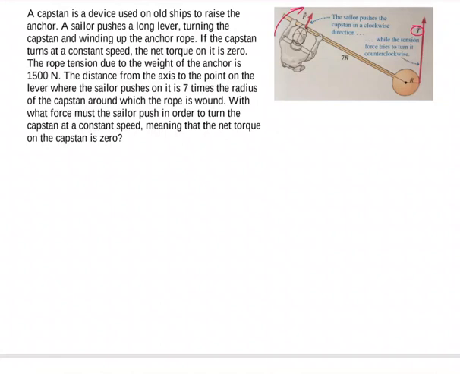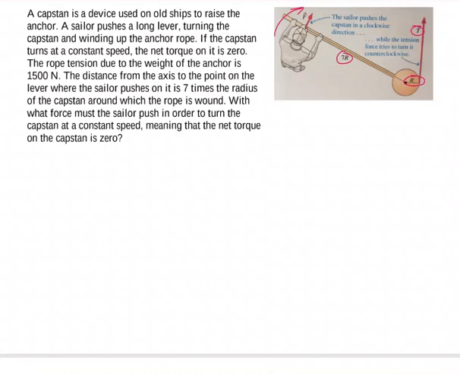So if the capstan turns at a constant speed, the net torque on it is 0. The rope tension due to the weight of the anchor is 1,500 newtons. The distance from the axis to the point on the lever where the sailor pushes on it is 7 times the radius of the capstan around which the rope is wound. So we have a radius here of r, and then 7r, that's what that was talking about. With what force must the sailor push in order for the capstan to turn at a constant speed, meaning that the net torque is 0?